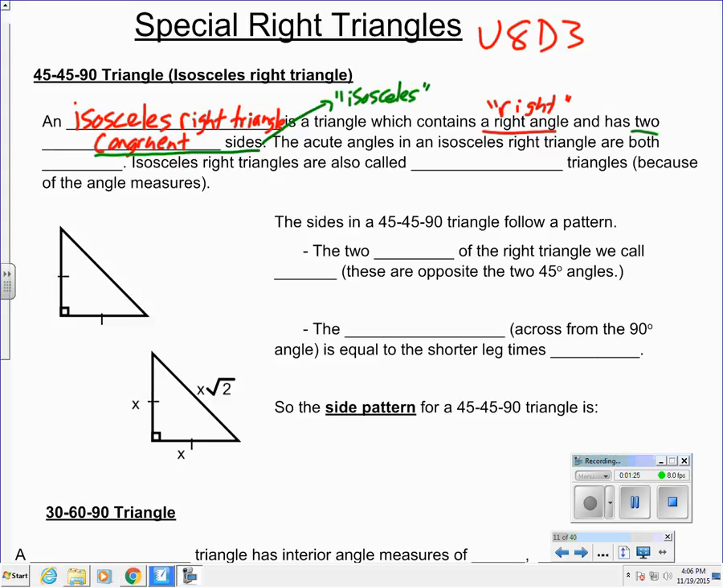So just like with other isosceles triangles, the two base angles are equal. So in an isosceles right triangle, they're both 45 degrees. Since the two angles are 45 degrees and it's a right triangle, we have a 90-degree angle. This is also called a 45-45-90 triangle, and that name comes from the angle measures.